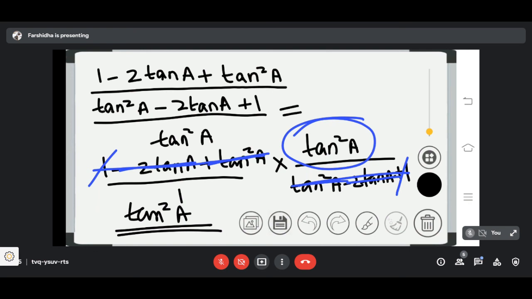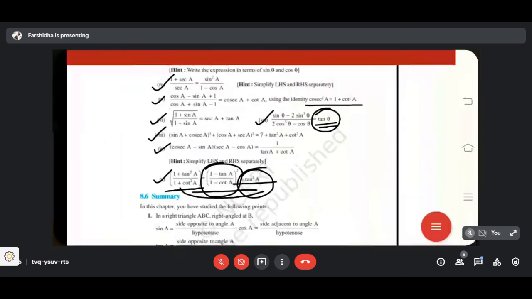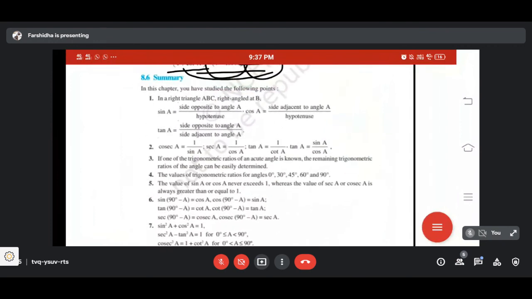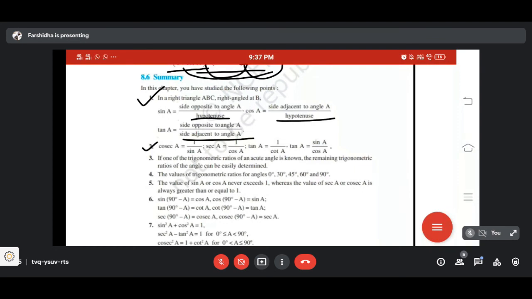So by this we have finished the chapter trigonometry. You can go through the summary part. We have covered everything. Sin A equal to opposite side by hypotenuse, cos A equal to adjacent side by hypotenuse, tan A equal to opposite side by adjacent side. Second one, cosec equal to 1 by sin A, reciprocals, sec equal to 1 by cos, tan equal to 1 by cot, and also you can write tan equal to sin by cos.